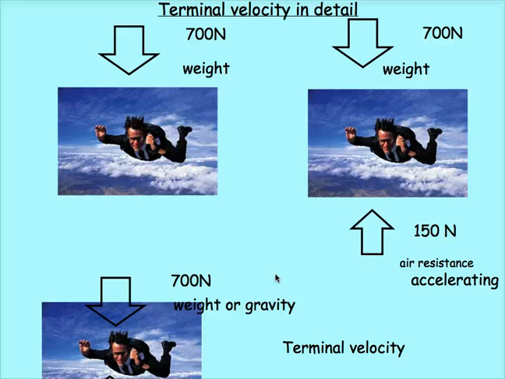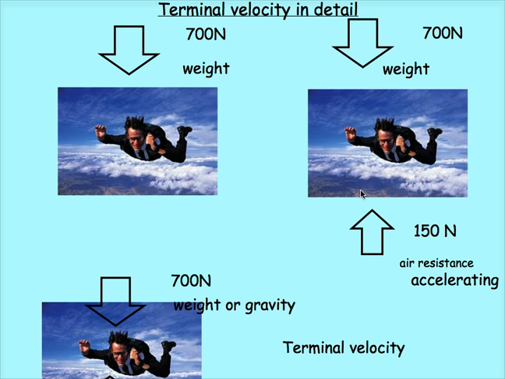Okay, terminal velocity part 2. We talked in part 1 about this skydiver, or man jumping out of a plane, having a weight of 700 newtons. That's the force that this man has, 700 newtons of weight. He jumps out of the plane and immediately some air hits the man. We call that air resistance. Now let's say about 150 newtons of air resistance force is acting on the man.